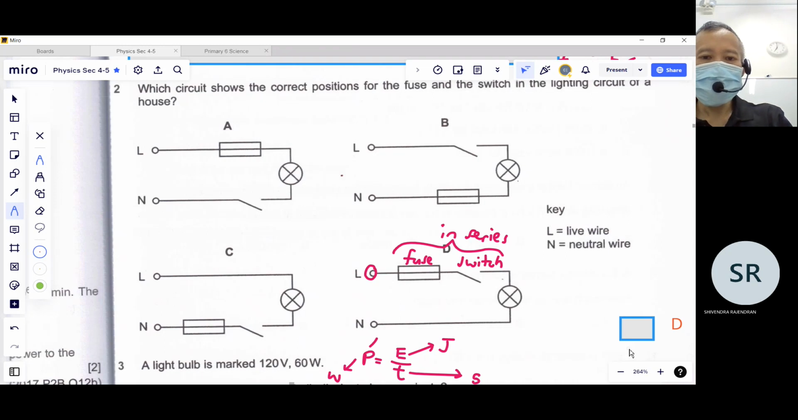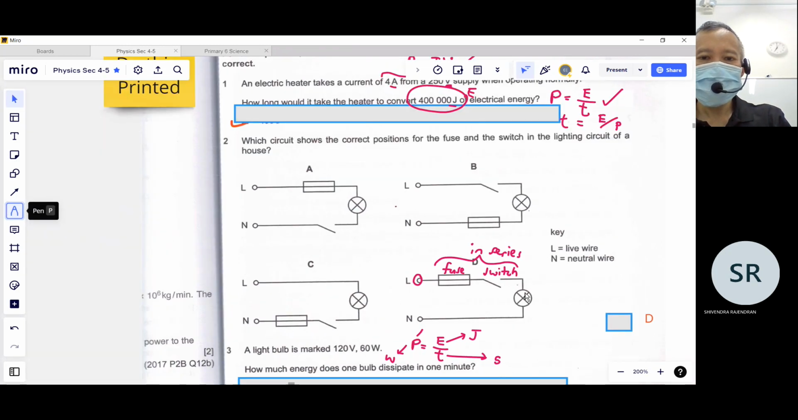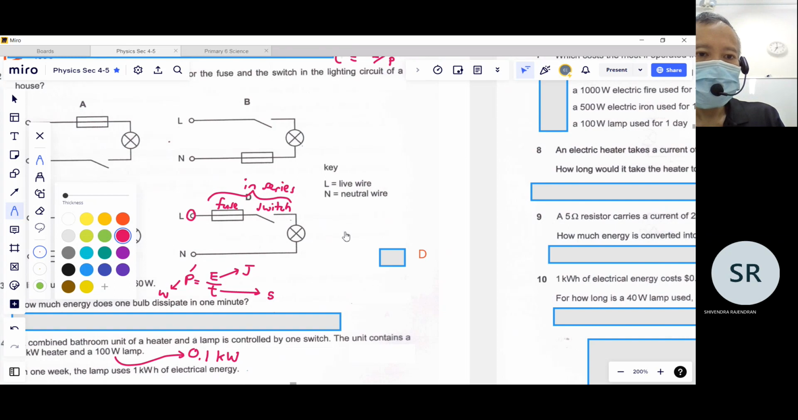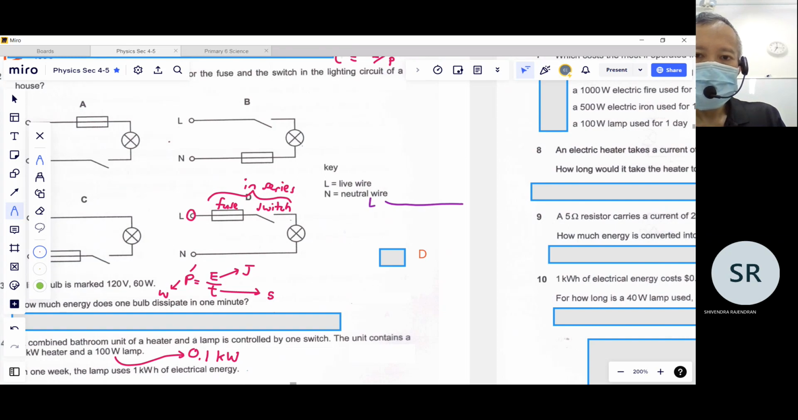Okay. Now, of course, just now I'm drawing it slightly differently. Let me ask you, but make sure you recognize that they still mean the same thing. How did I draw it just now? I was drawing like that. This is live, and this is neutral, more straight. Make sure you can recognize it's the same.